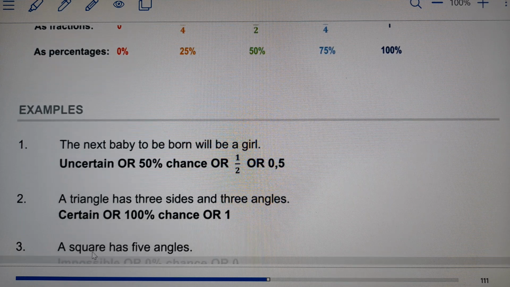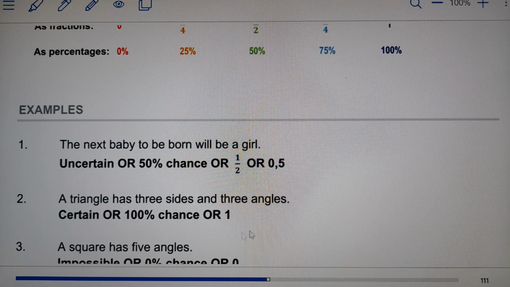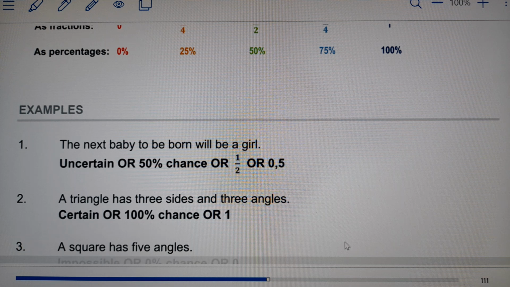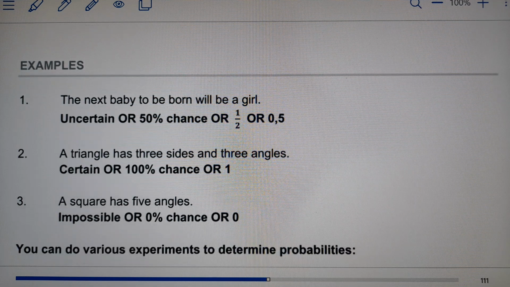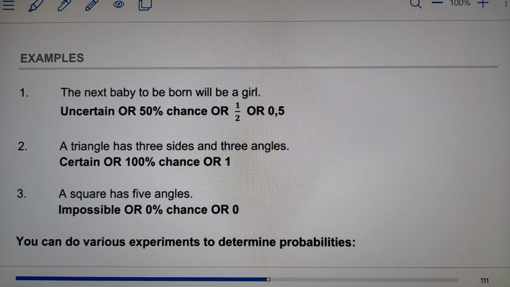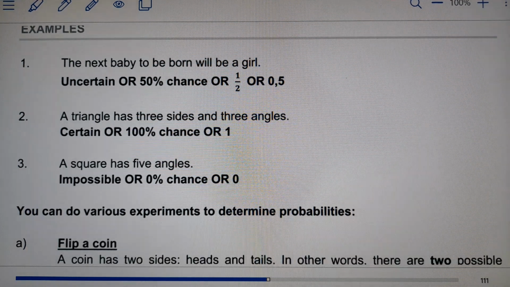And then a square has 5 angles. Is it possible for a square to have 5 angles? Favorable outcomes? No, 0. And total outcomes, we can only have 4 angles in a square. So 0 over 4 gives us 0. So it's impossible that a square can have 5 angles. So you can do various examples to determine probabilities.